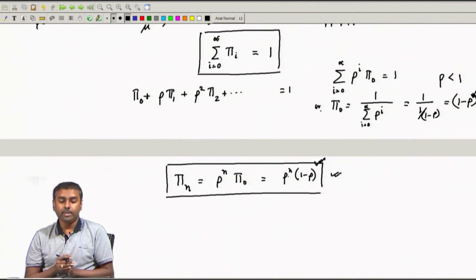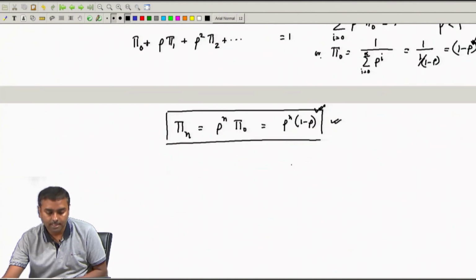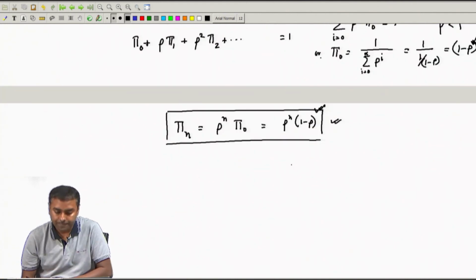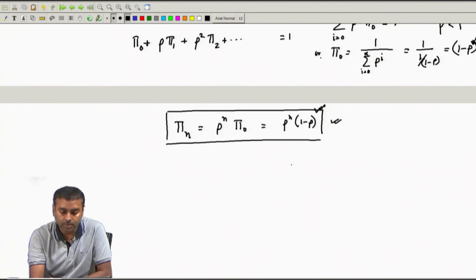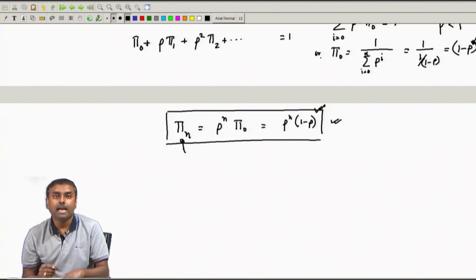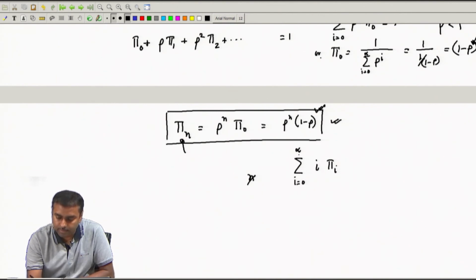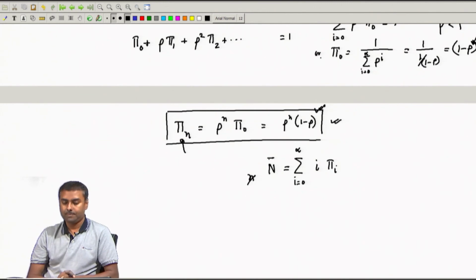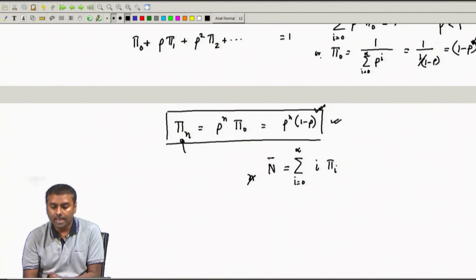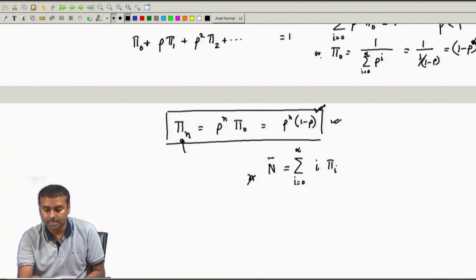Now, all we have to do is take the average of this, the average number of customers. Okay. So, how do I take the average? I know the PMF, I will have to take the expectation. So, n, or you can even write summation i pi i, i equals 0 to infinity, that should be my n bar. Okay. So, all we will have to do now is calculate this summation.